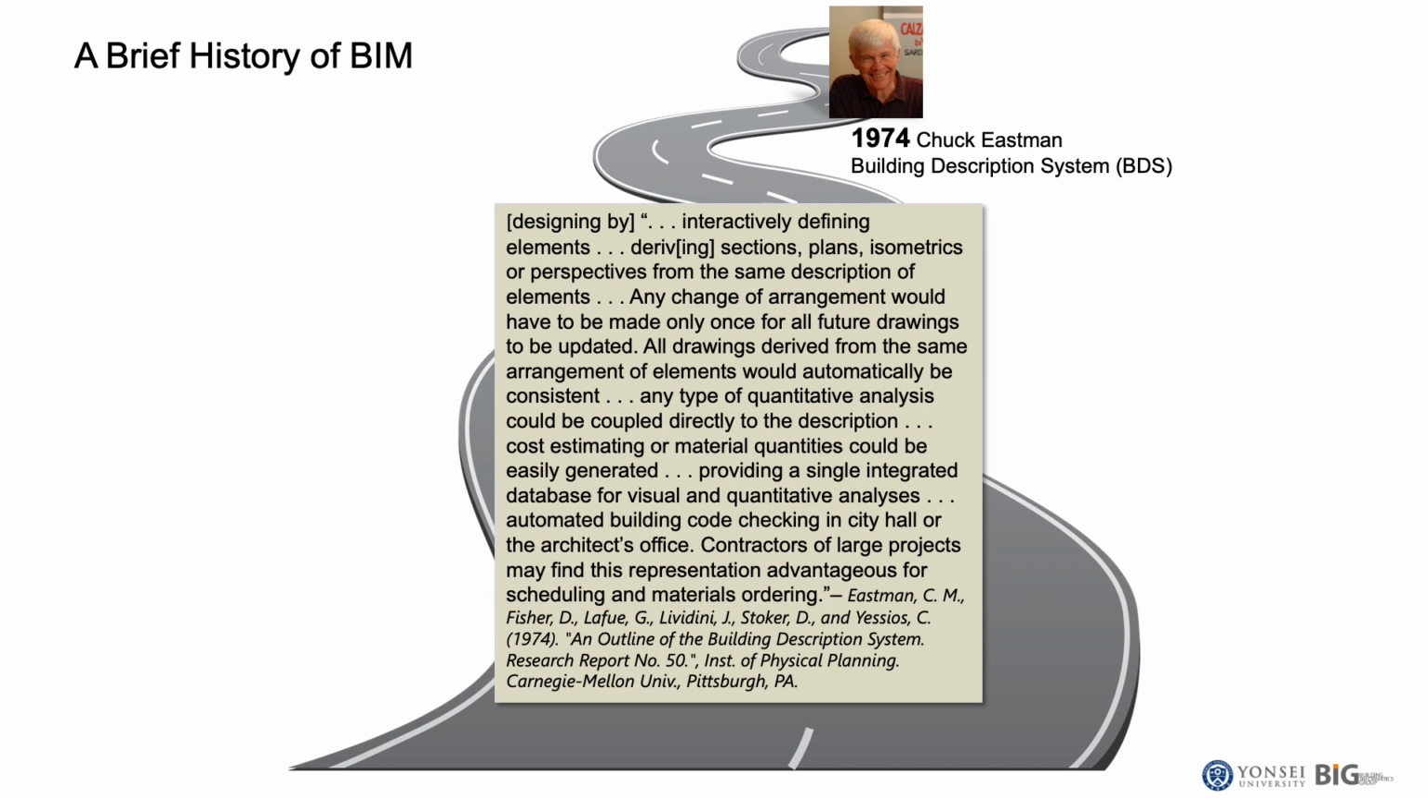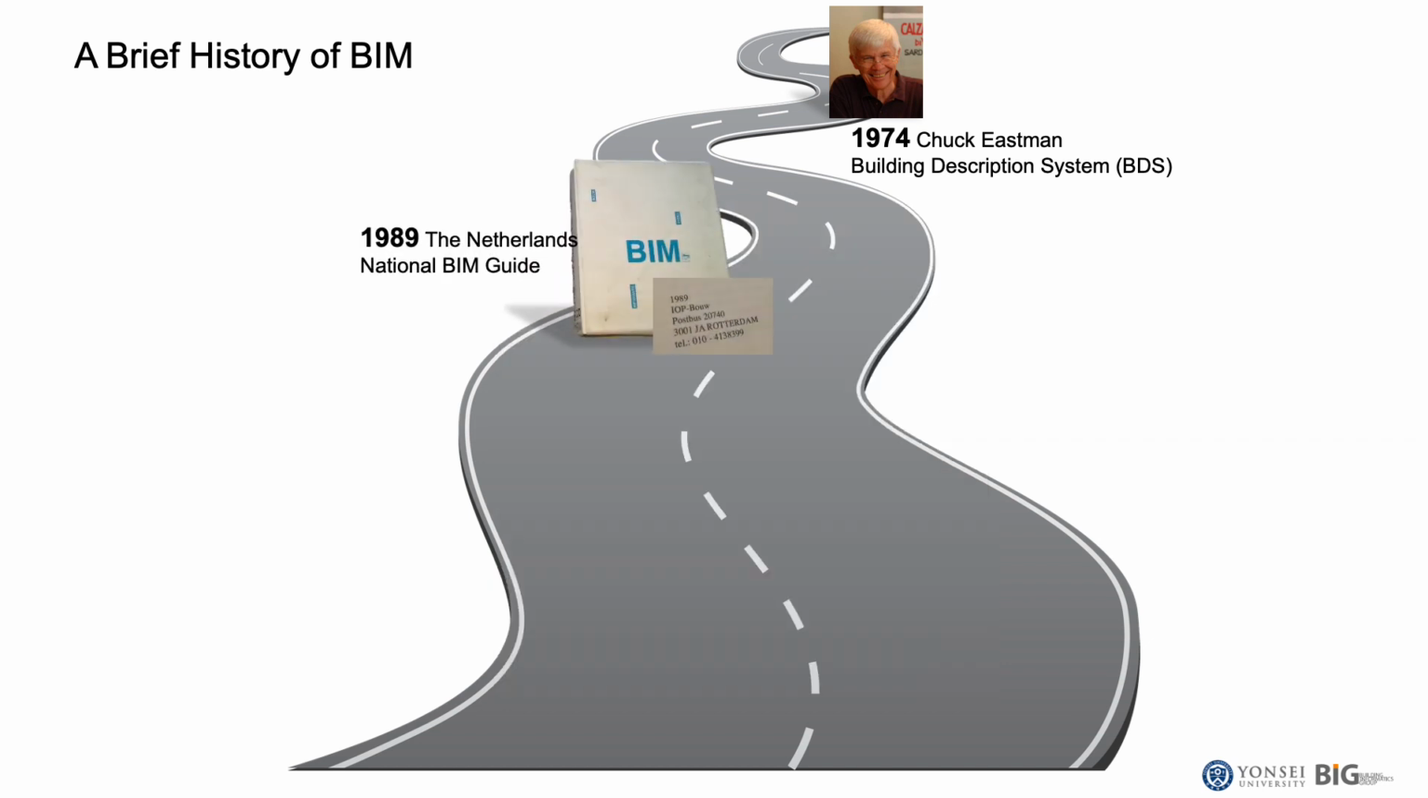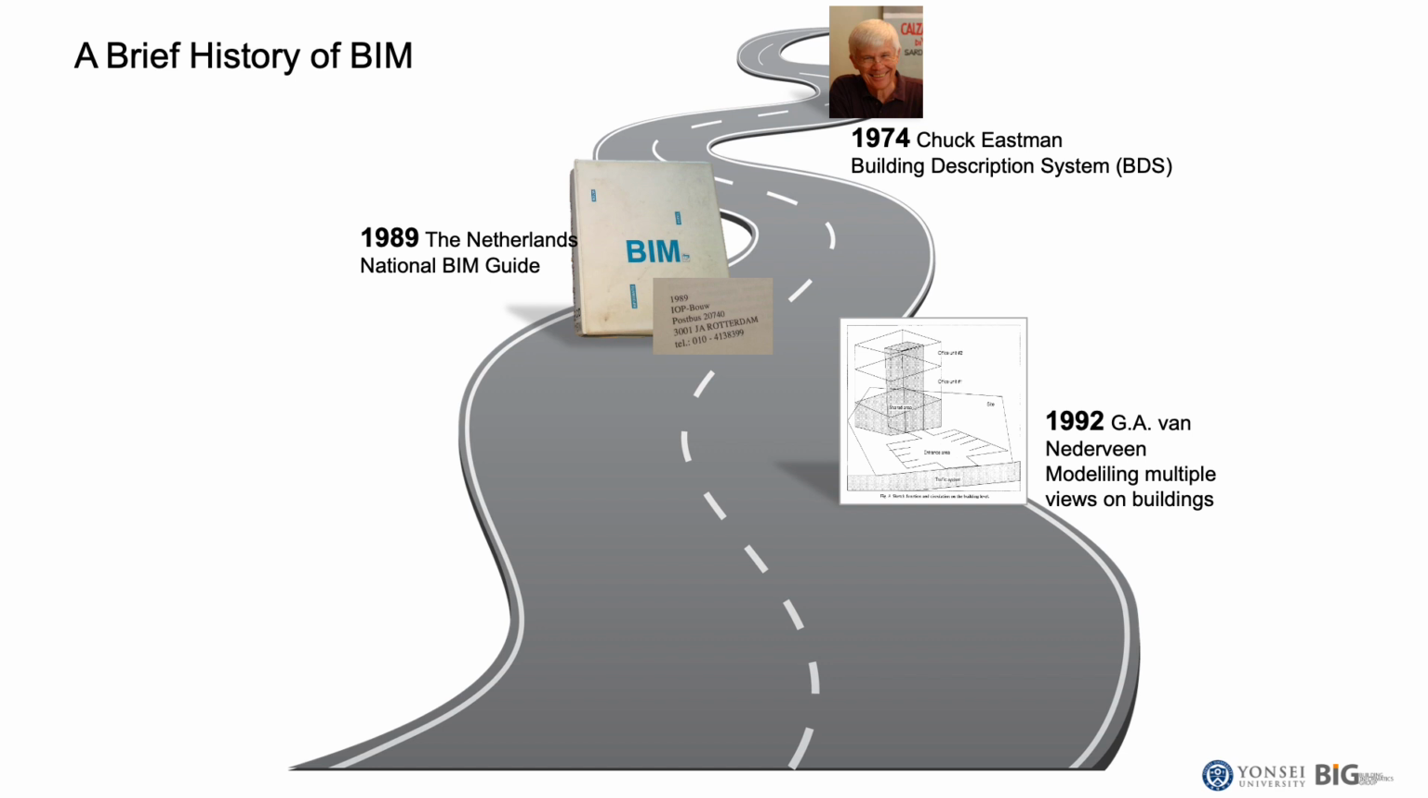As you can see, the descriptions about BDS were very close to what we see as BIM today, and this gave Chuck Eastman the title as the father of BIM. In 1989, the Netherlands published the first National BIM Guide. This is the first written document which used the term BIM, Building Information Model, as we use today. And in 1992, G.A. van Nederveen published the first academic paper which used the term BIM.